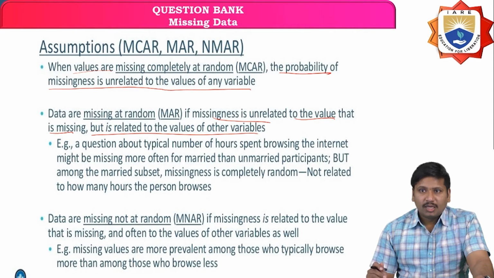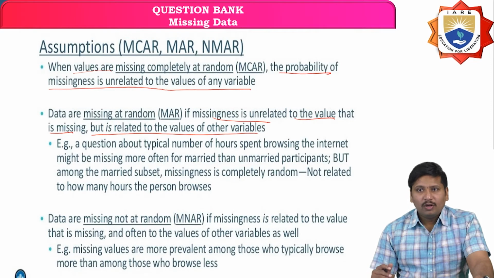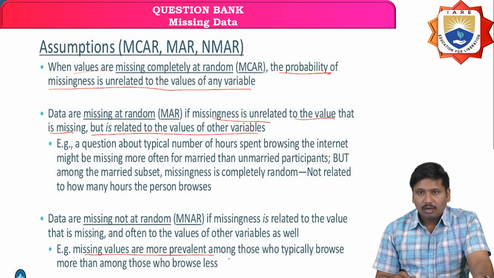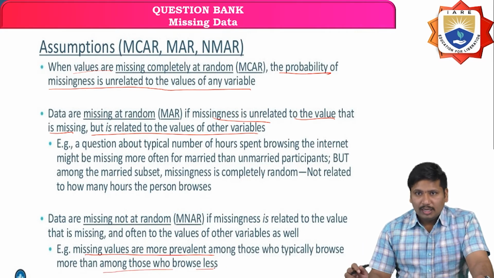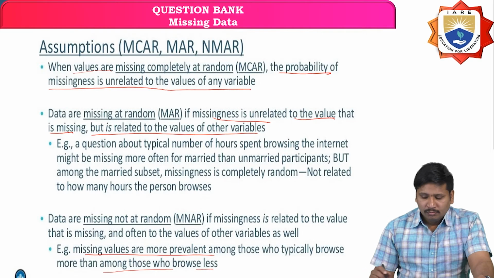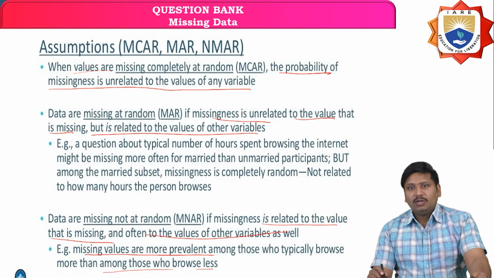Missing not at random is the case where the missingness is related to the value that is missing, and often to the values of other variables as well. So the missing values are more prevalent among those who browse the internet a lot than among those who browse less. So this is one case of missing not at random. Missing not at random is the case where the missingness is related to the value that is missing and often to the values of other variables as well.